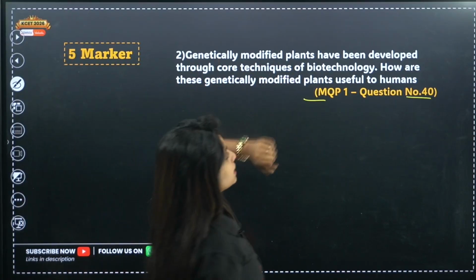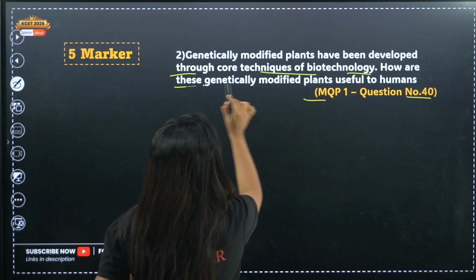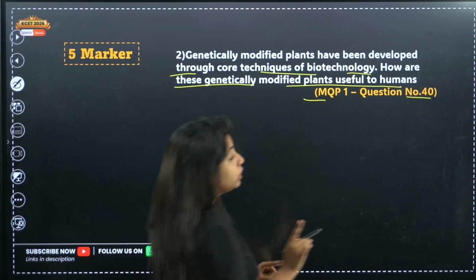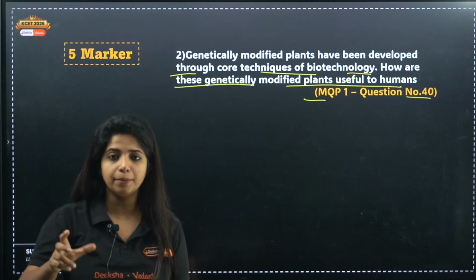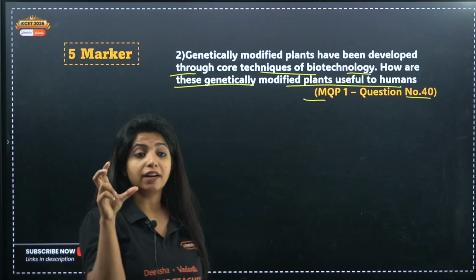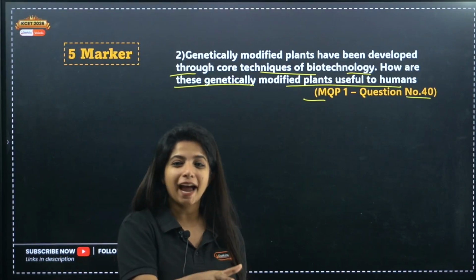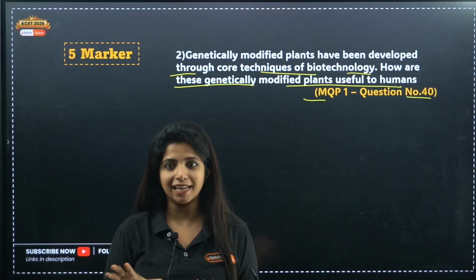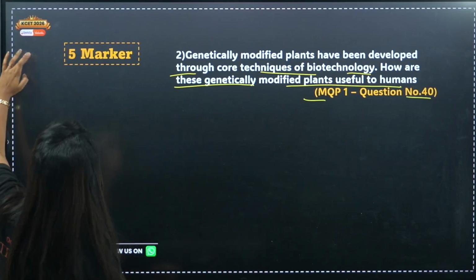Genetically modified plants have been developed through core techniques of biotechnology. How are these genetically modified plants useful to humans? Genetically modified plants means, for example, I have some gene for disease tolerance, and I put this gene inside the plant, and the plant will be disease tolerant then. So that is a genetically modified plant, right? Now how is it useful to human beings?